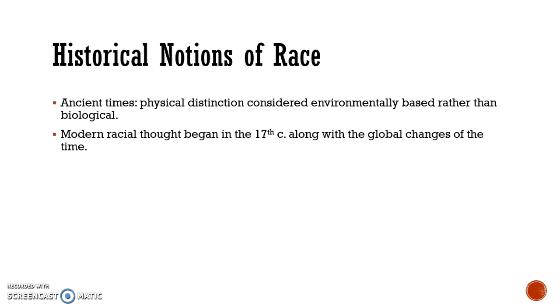So, for instance, it was thought that if you had light skin and lived in the north, in Norway, for instance, and then moved to the equator, your skin would become much darker, and you would tan, but your race wouldn't change. Modern racial thinking began in the early 17th century and paralleled broad global changes such as the age of exploration and the emergence of science.